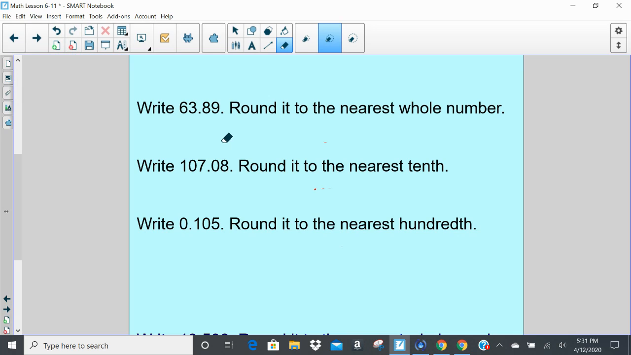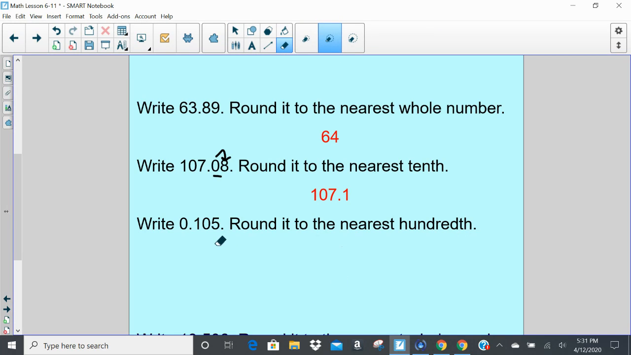All right, let's go ahead and check in. For our first problem here, we should have had 64 if you chose number 1. If you chose number 2, rounded to the nearest tenth, you should have had an answer of 107 and 1/10 because the 8 is 5 or more. Remember, we always look to the right of the digits. So we'll be looking at that 8 over there. That tells us what to do with that 0, the tenths place. Let's move on to the next one.